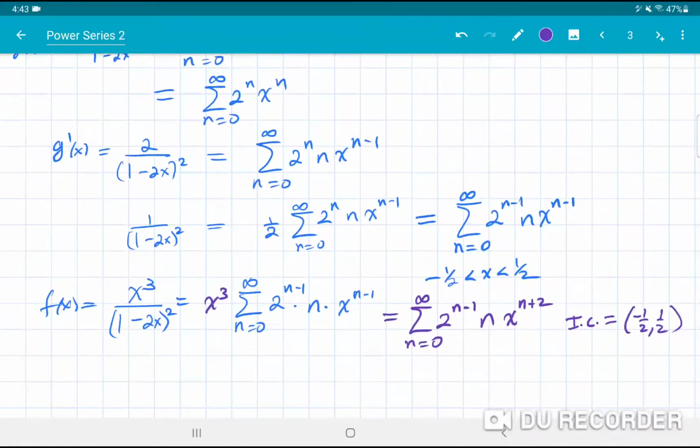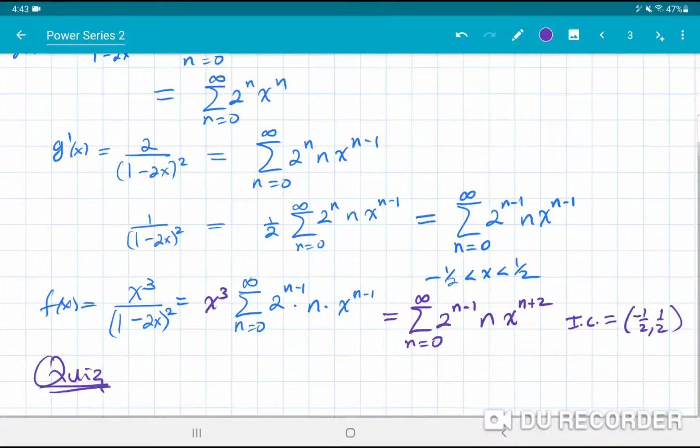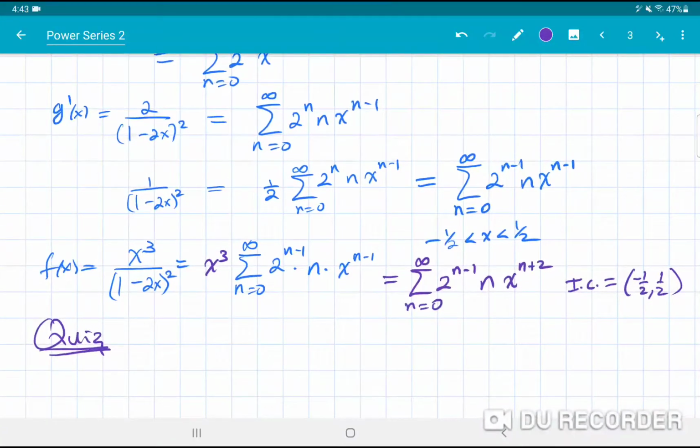So an exercise for you, or a quiz that I would want you to finish, to do, follow this pattern and do and submit, is find the power series expansion of the function x squared over (1 plus 4x) quantity squared, and find the interval of convergence of this function.